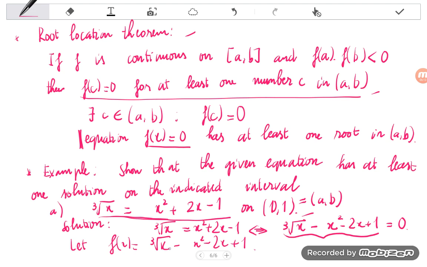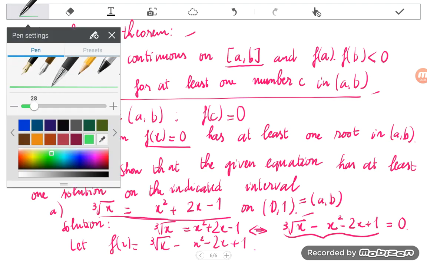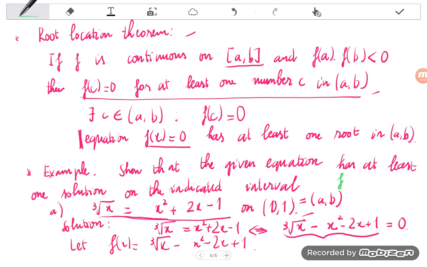To show that this equation has at least one root in the open interval (0, 1), we must check that this function f(x) is continuous on the closed interval [0, 1], and that f(0) times f(1) is less than 0. We must check two conditions. Now we will check.